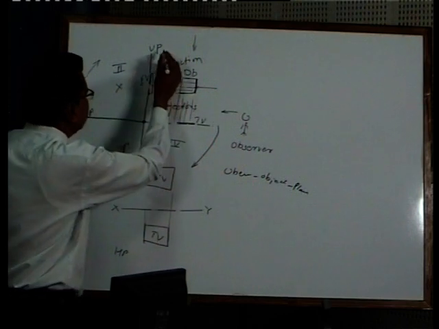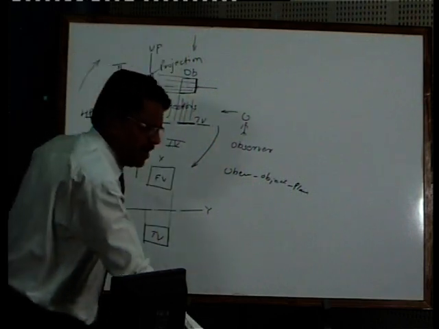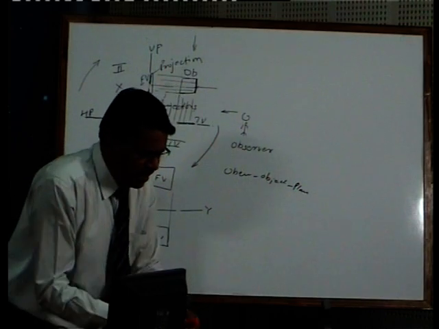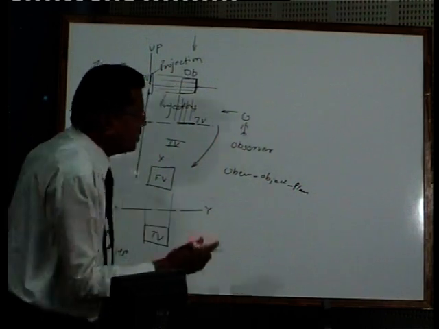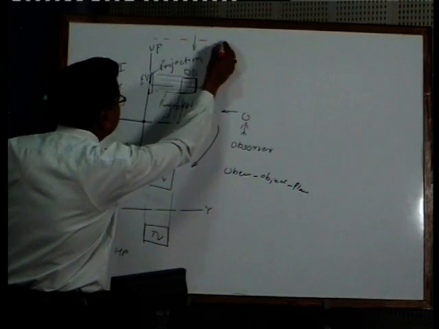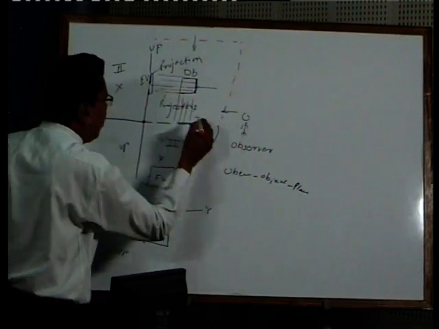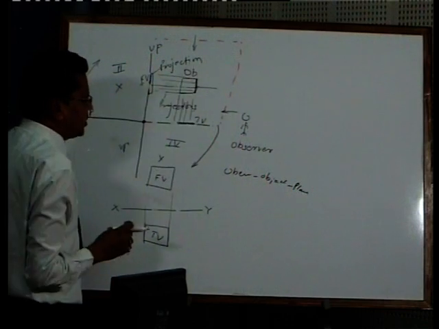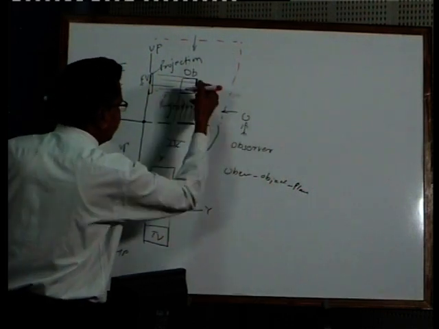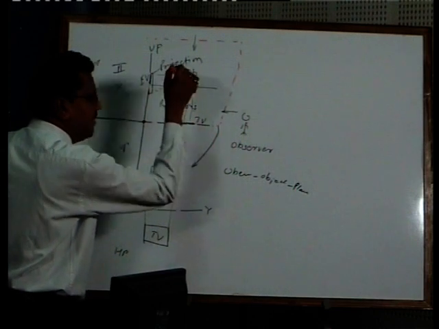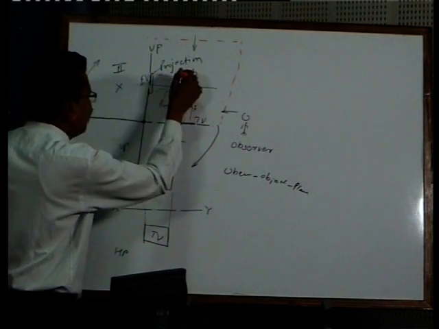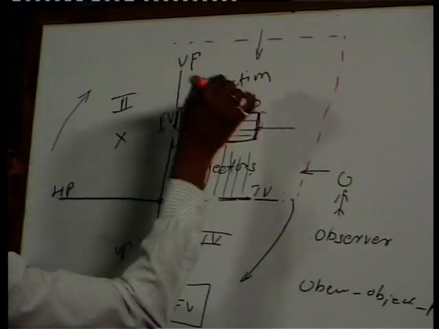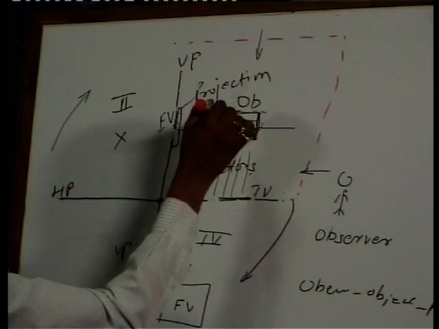So let us assume that we attach one more principal plane on this side, and observe the object from the side direction. Suppose you are observing it from the left hand side. When you observe from the left hand side, you will get the projection on the back side, in this way.